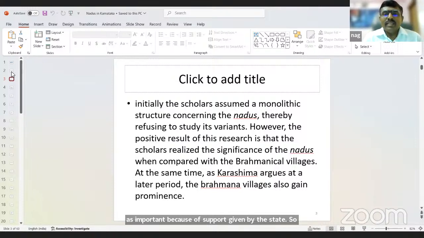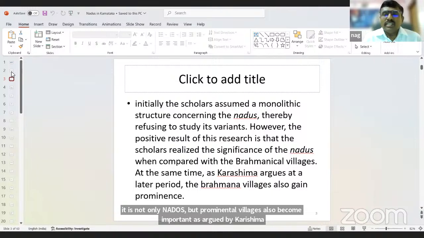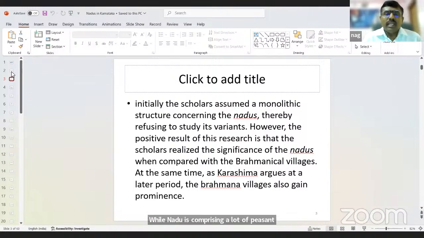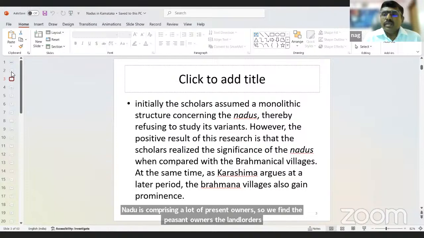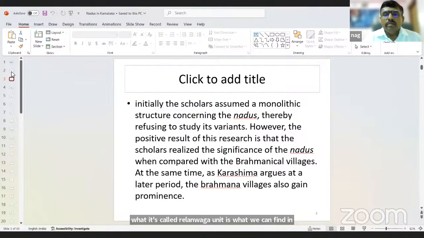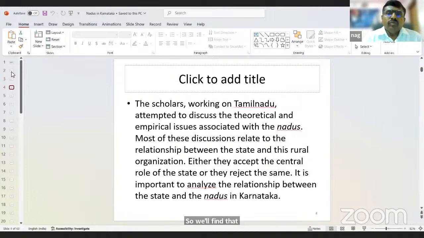Nadus comprised a lot of peasant owners, the landholders, what is called Vellanvagai, that is what we can find in the case of the Tamil region. So the Nadus in the context of the Tamil region become important for the scholars to study.